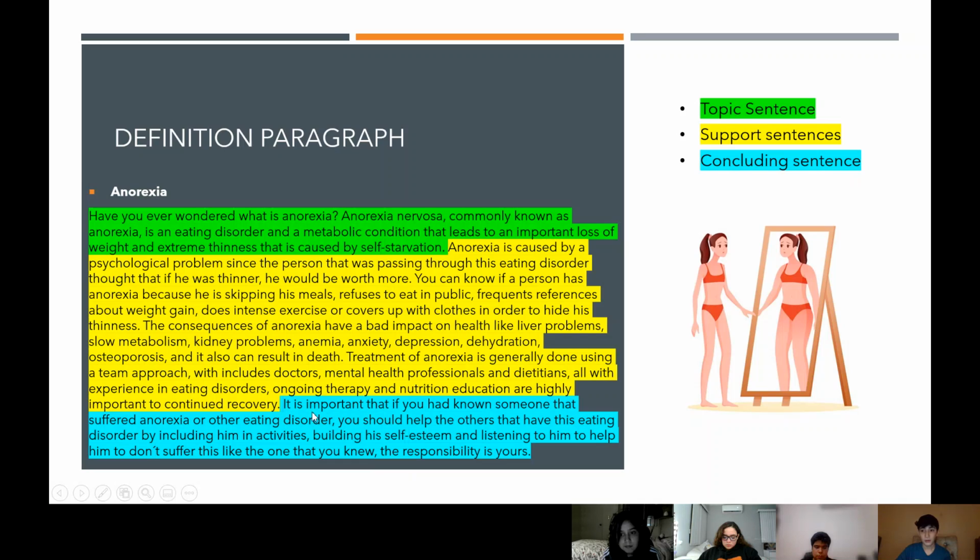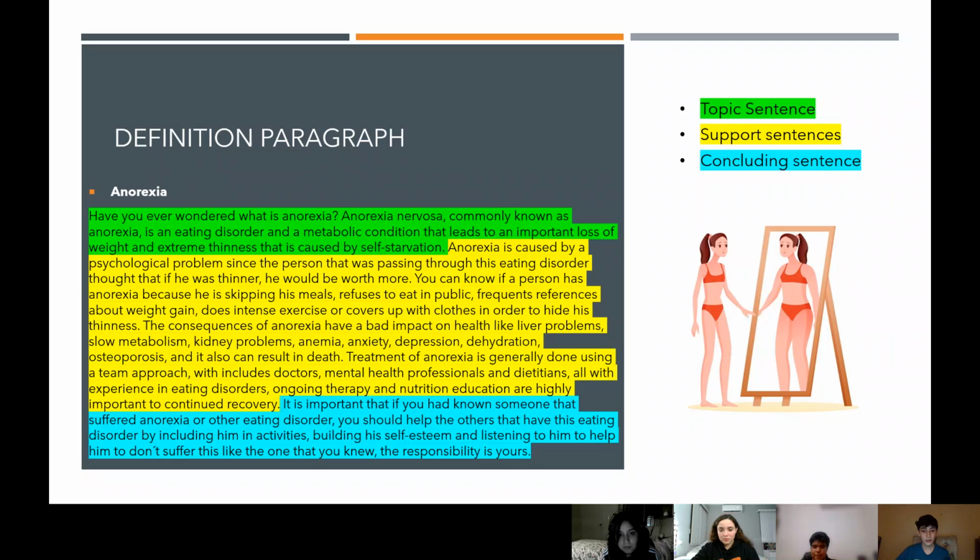Then I'm going to read the concluding sentence, which is highlighted in blue. It is important that if you had known someone that suffered anorexia or other eating disorder, you should help the others that have this eating disorder by including him in activities, building his self-esteem, and listening to him to help him not suffer like the one that you knew. The responsibility is yours.